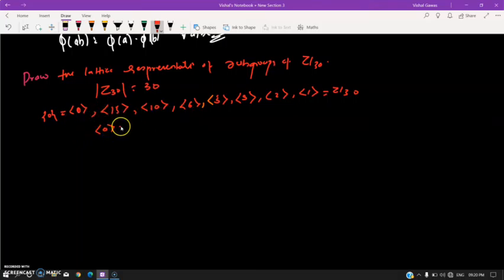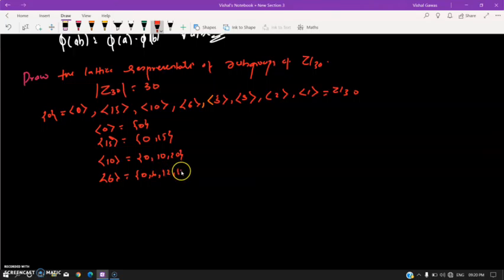What is this? The subgroup generated by 0 is the singleton 0. The subgroup generated by 15 would be 0 and 15, right? The subgroup generated by 10 is nothing but 0, 10, 20, right? The subgroup generated by 6 is nothing but 0, 6, 12, 18, 24. The subgroup generated by 5 would be 0, 5, 10, 15, 20, 25. Right?